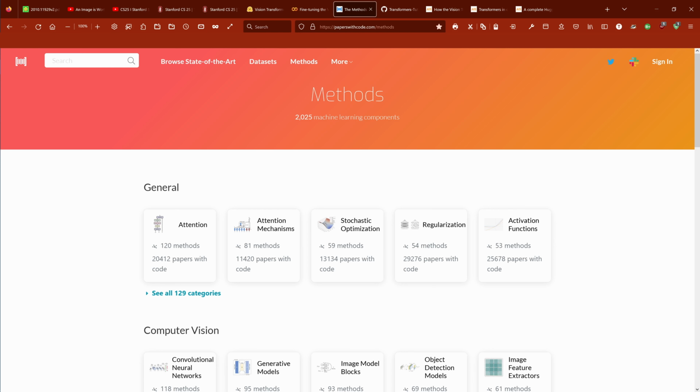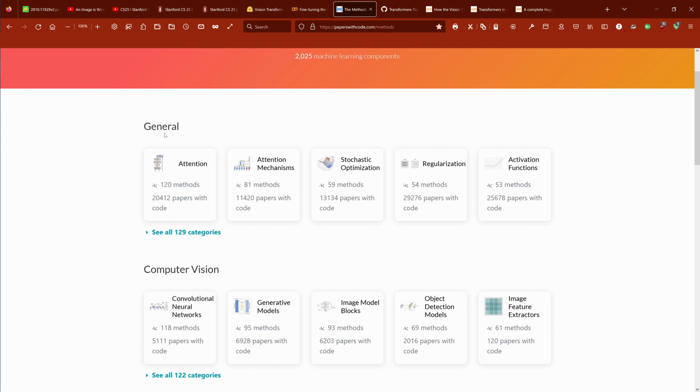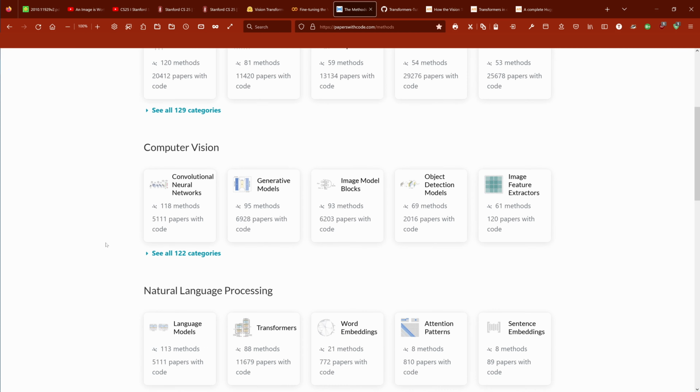So normally I look at methods and you see here, very meta, you have some general topics that are trending. For example, the attention mechanism. You see alone with attention, we have 120 methods and there are 20,000 papers with code available just on attention. On the attention mechanism, we have 11,000 papers with code. Activation function, 53 different methods, and we have 25,000 papers with code for activation. Okay, so these are the general topics and you have 129 further categories, but we look at the main chunks.